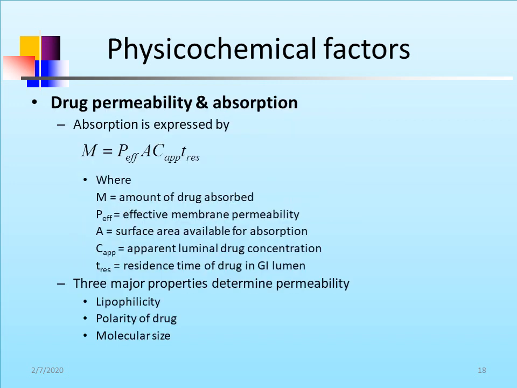Moving towards drug permeability and absorption. Absorption is expressed by the effective permeability, area, and apparent concentration into the residence time. There are three major properties which determine the permeability of a drug: the lipophilicity, the polarity of the drug, and the molecular size.